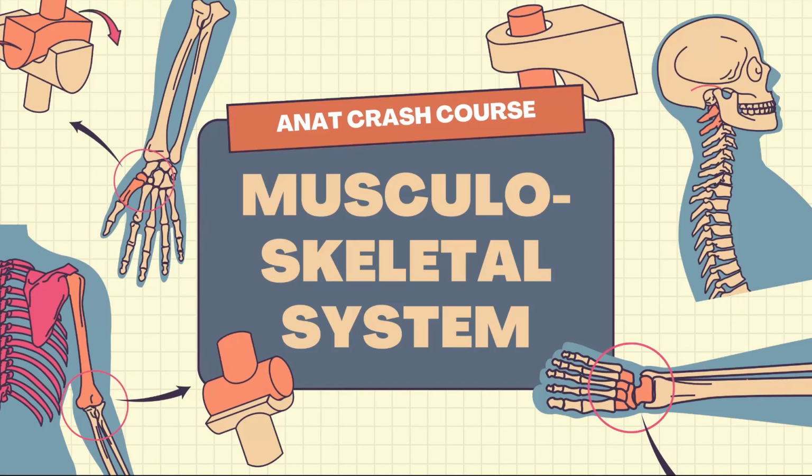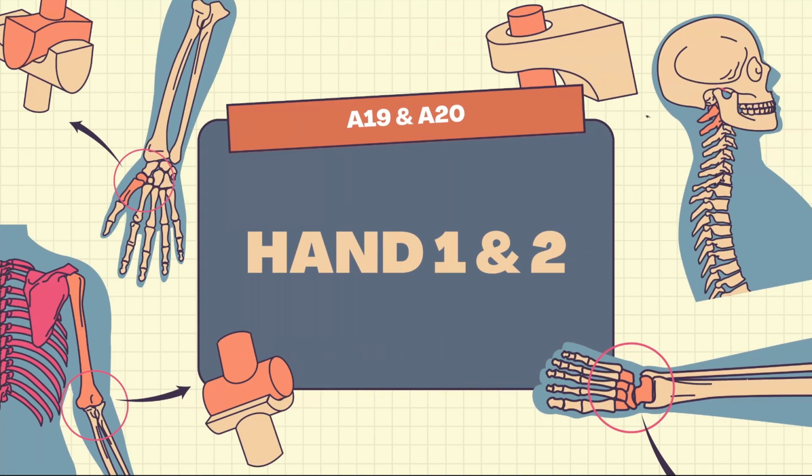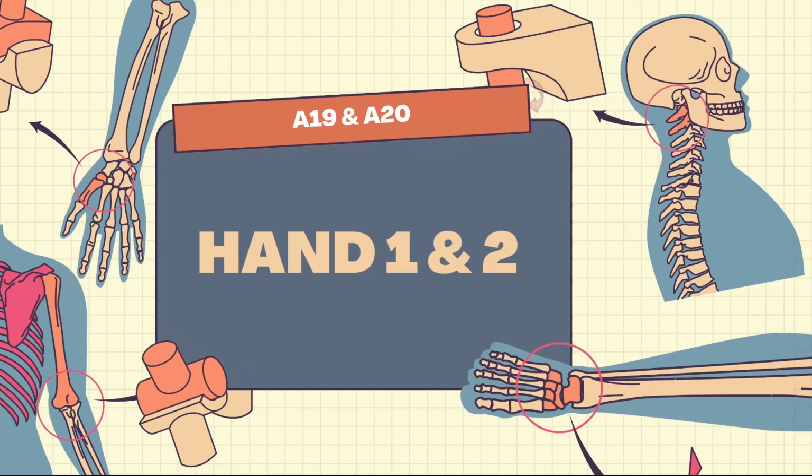I'm going to be covering part 2 of this anatomy crash course. Now, these are the lectures that I'm going to be covering. I believe after these lectures, the rest of the anatomy MSK is going to be really easy to go through. So now, starting off with hand 1 and hand 2. In hand 1, I'm going to be covering the fascias and the joints and the muscles of the hand, and in hand 2, I'm going to be covering the vessels of the hand.